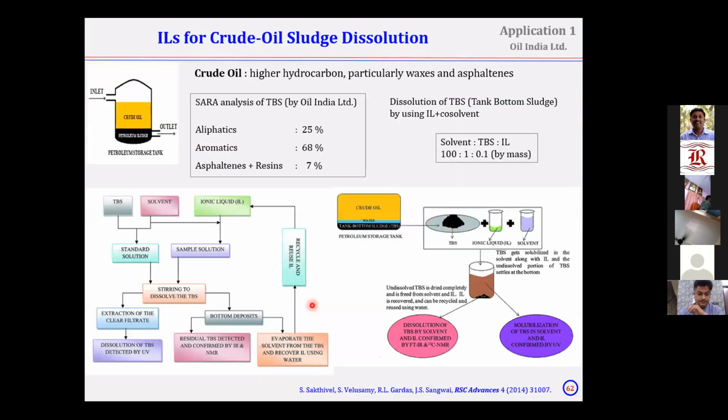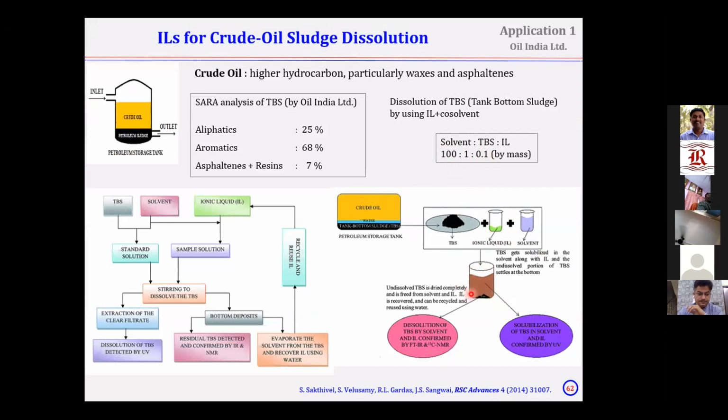Coming to the solution part, what we have done. We took tank bottom sludge, 1 gram, and the conventional solvent, whether toluene or dodecane, whatever they were using, with the same room temperature, stirring speed, and solvent ratio, everything the same. We dissolved them, and some amount is dissolved, not much. And then we added 0.1 by mass ionic liquid.